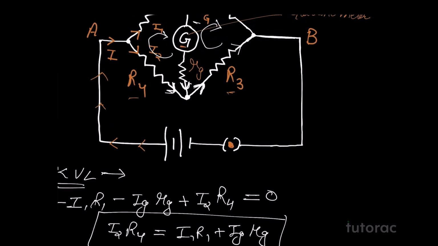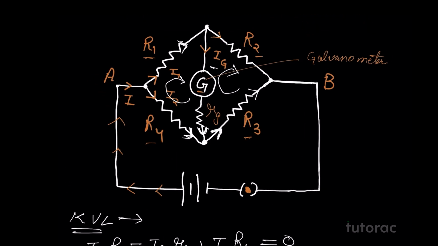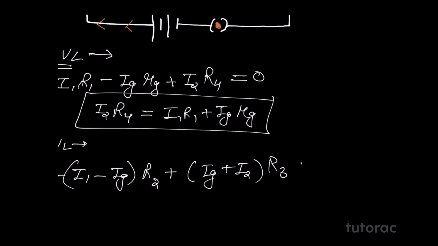Now, the third section that we are left with is this element where we have the galvanometer, and we are again going in the opposite direction of the current, as Ig is flowing from up to down. So we will simply write plus Ig multiplied by Rg is equal to 0.